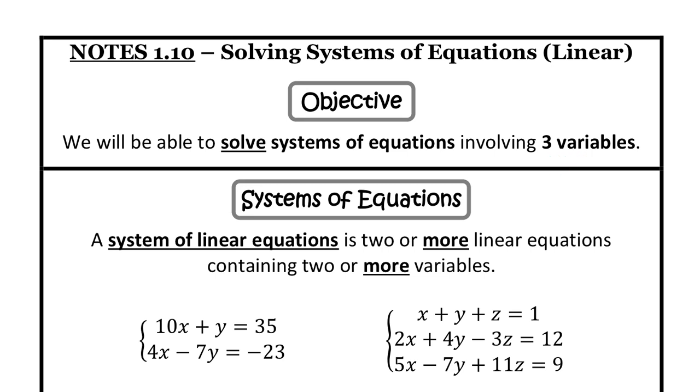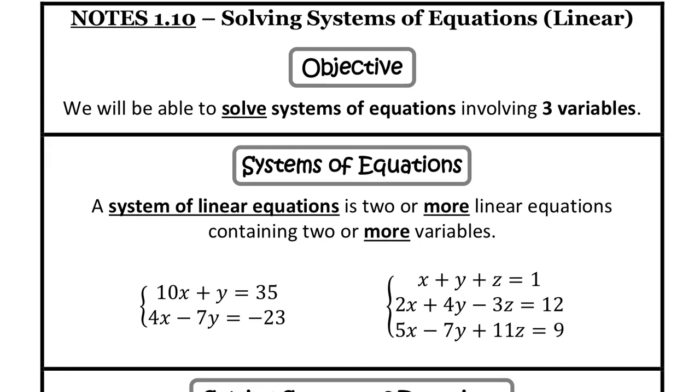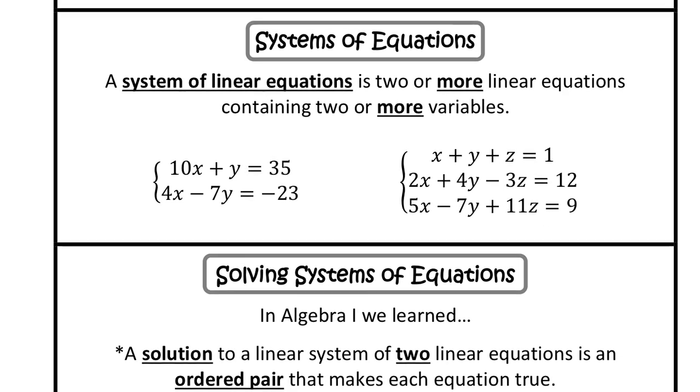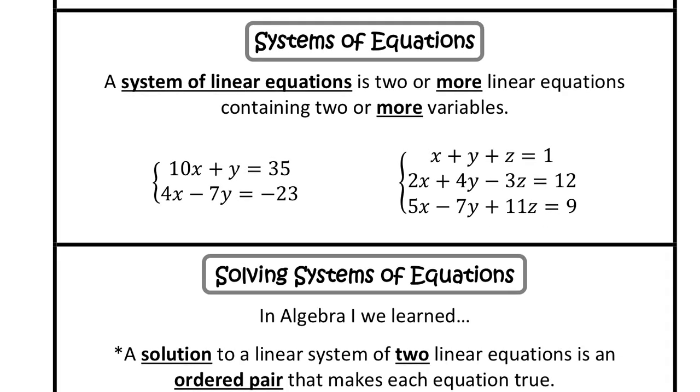And before we do, kind of going back to Algebra 1, so if you slide up here, or down here, we see systems of equations. A system of equations, or linear equations, is two or more linear equations containing two or more variables.